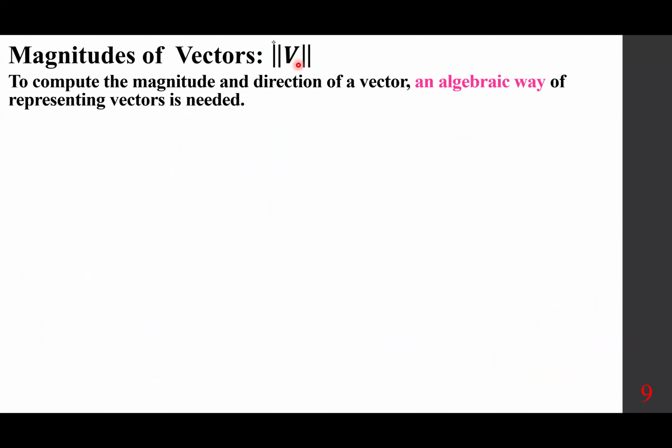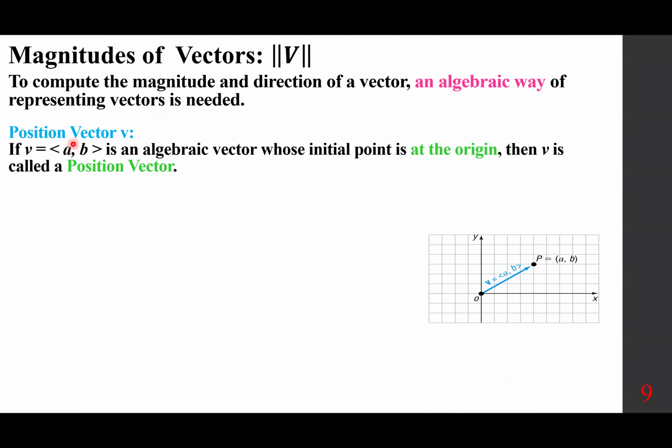Magnitude of vectors. So we use like absolute value, but double. So to compute the magnitude and direction of a vector, an algebraic way of representing vectors is needed. Position vector. If V is a, b, an algebraic vector whose initial point is at the origin, then V is called the position vector. So by definition, any vector can be a position vector as long as its initial point has been moved such that it's at the origin.